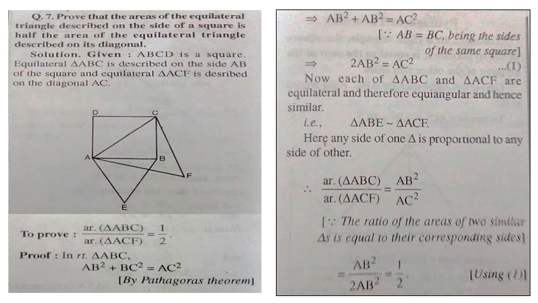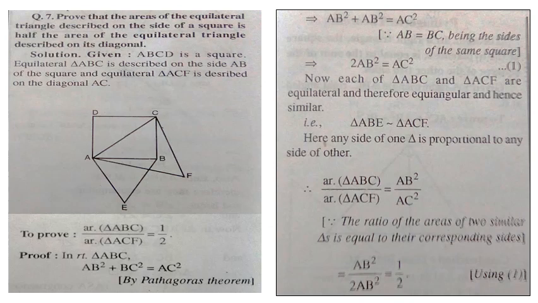Now in right triangle ABC, AB square plus BC square is equal to AC square by Pythagoras theorem. Since all sides are equal in a square, we have AB square plus AB square is equal to AC square. Therefore, AC square is equal to 2AB square. Let it be equation number 1.